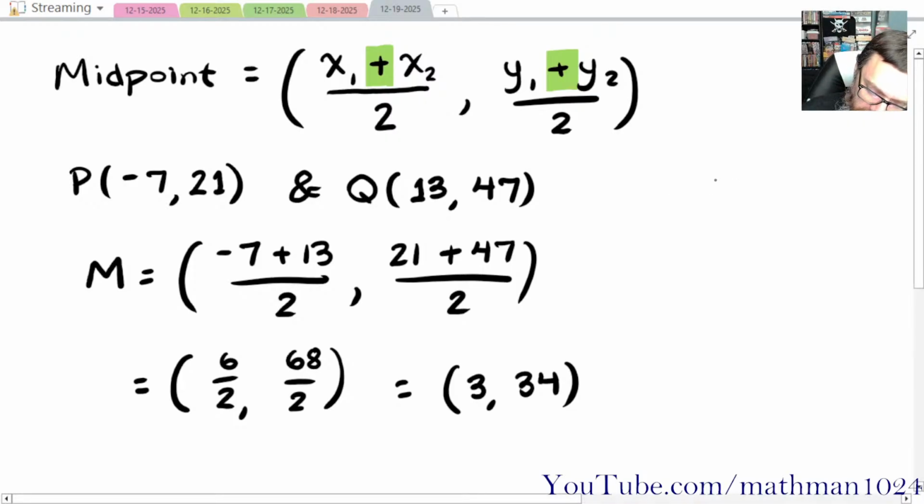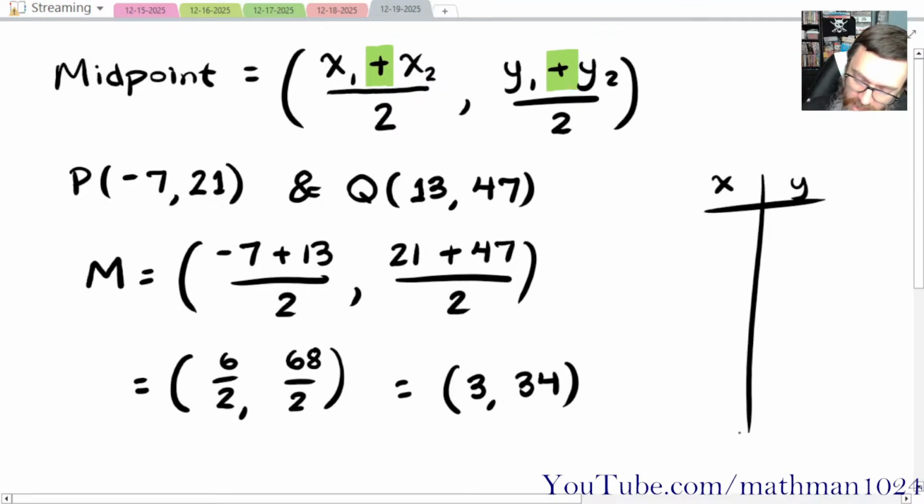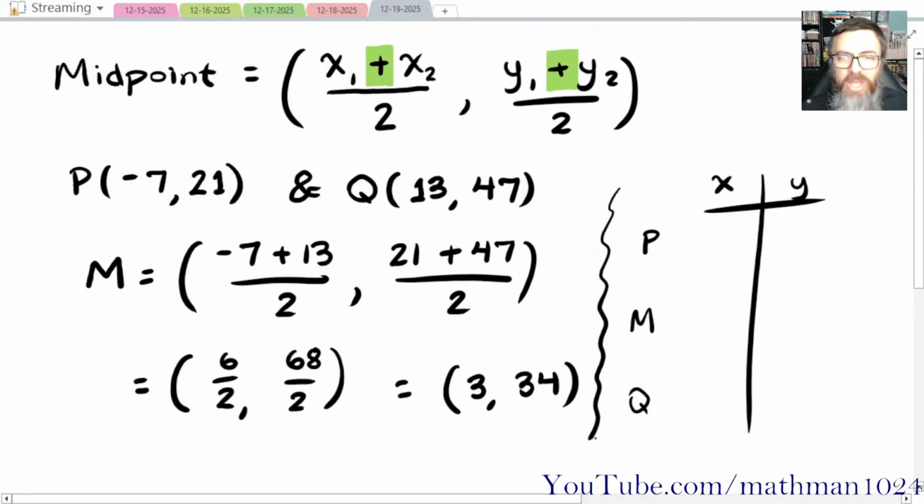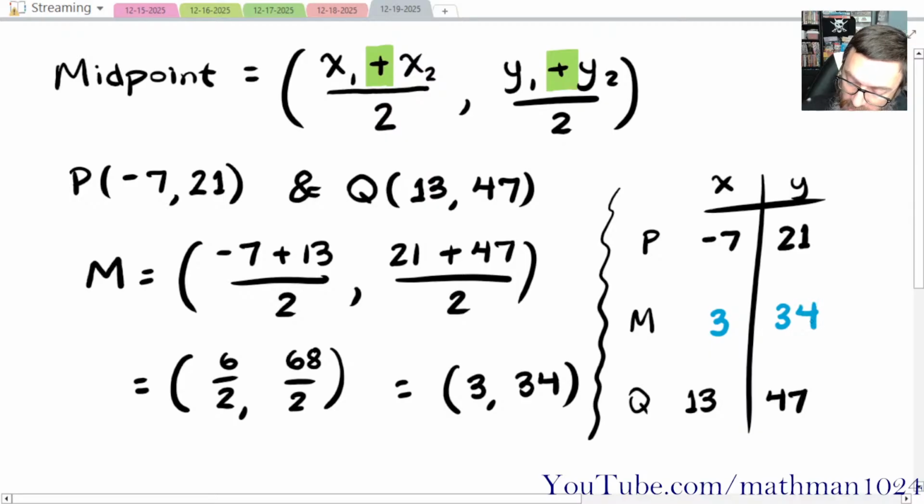Look at it this way. If I do a t-table of values here, where I have P, have Q at the end, and I put my midpoint in the middle, I just want you to see what happens here. The coordinates for P are -7, 21. The coordinates for Q were 13, 47. And my midpoint, I'm claiming, is 3, 34.